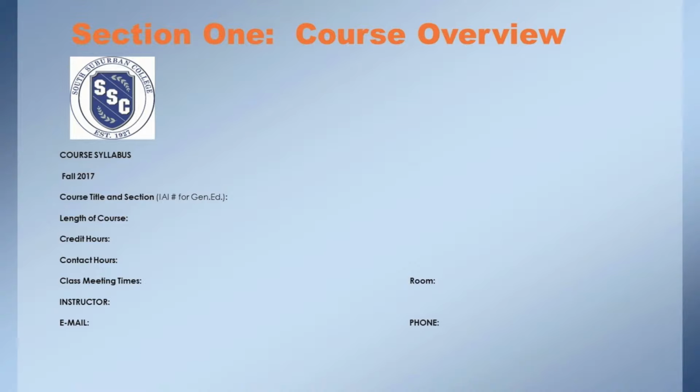And so here you're going to tell the semester that the class is taking place. You'll tell us the course title and section. You can get the IAA number from your department chairperson. And then you'll do the length of the course, how long it's going to go, if it's 16 weeks, if it's a late start course, and then the contact hours, and that also will be something that you can get from your department chair. And the contact hour is just a measure that represents an hour of scheduled instruction given to your students.